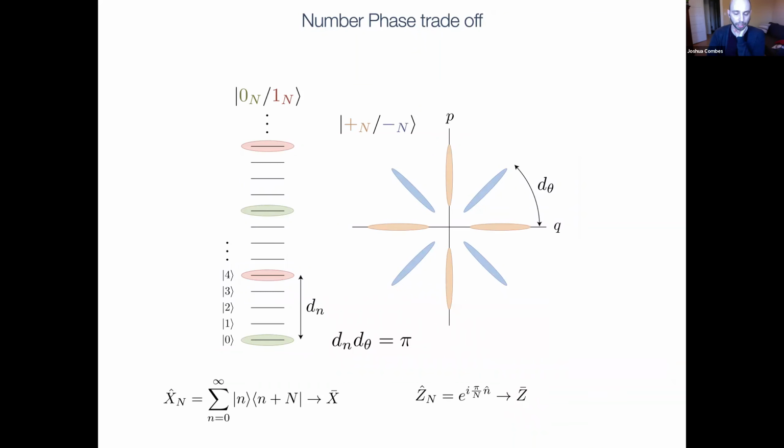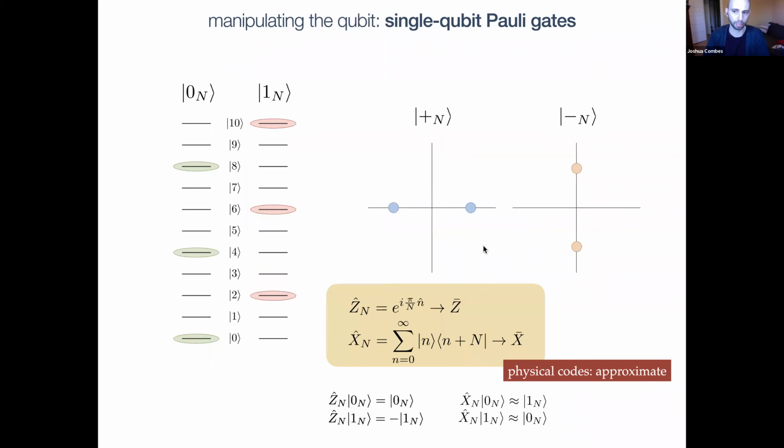The final thing to mention is the number phase trade-off. You can see here that if we increase the spacing between 0 and 1, we can increase the resilience to loss events or increase the resilience to heating events. The problem is that as you increase that spacing, it means that the spacing in phase space here becomes smaller and smaller. So this is an n equals 4 code here. I've depicted this is the plus code word, and this is the minus code word. And on the previous slide, this was an n equals 2.